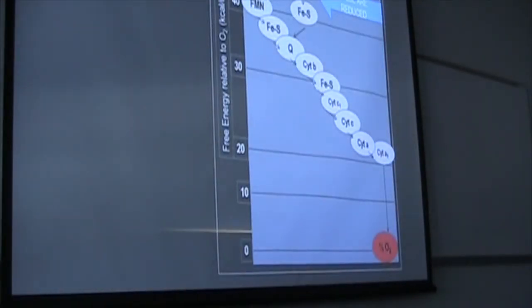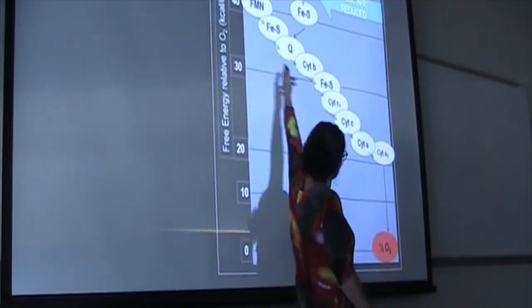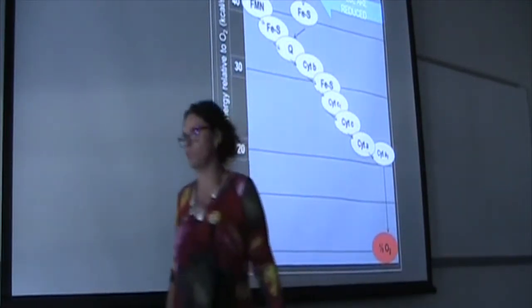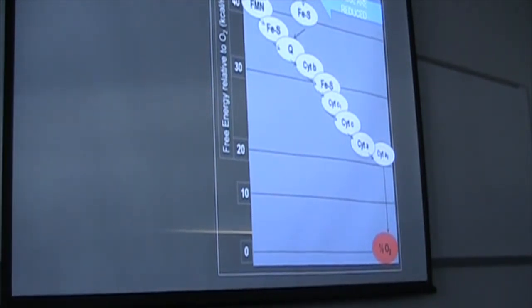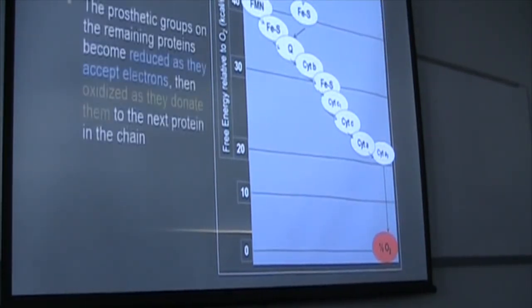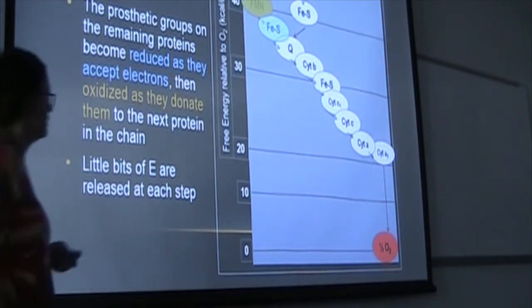We have lots of ways to stop this. So why does this all work? This has to do with the energy level of the proteins involved. These are all of the proteins involved in the electron transport chain. NAD and FAD come in reduced. They give their electrons to the next protein down the chain, reducing it and oxidizing themselves. And this continues down the line all the way to oxygen.